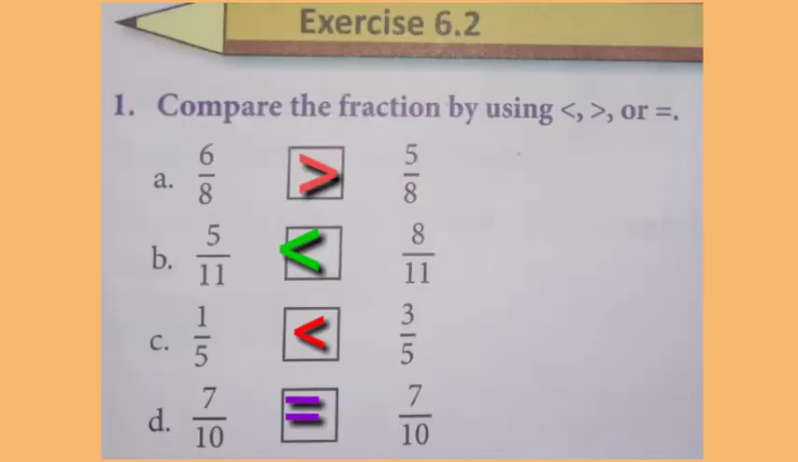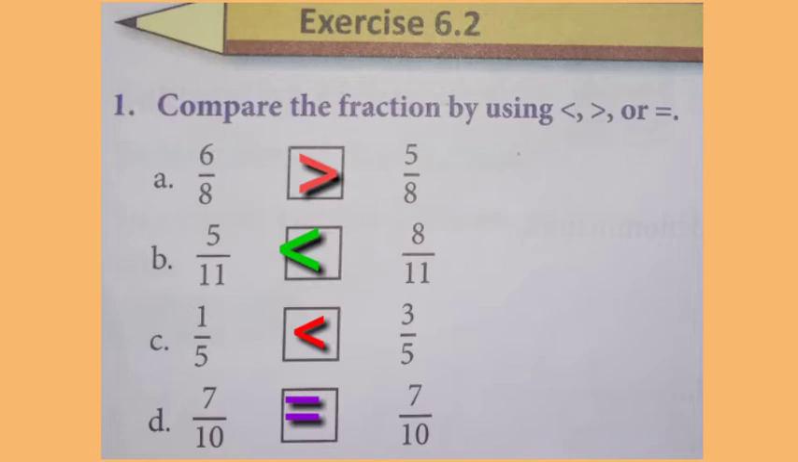Exercise 6.2, question number 1. Compare the fractions by using less than, greater than or equal to. Bit A, 6 by 8 and 5 by 8. Here the answer is 6 by 8 is greater than 5 by 8. Bit B, 5 by 11 and 8 by 11. The answer is 5 by 11 is less than 8 by 11.